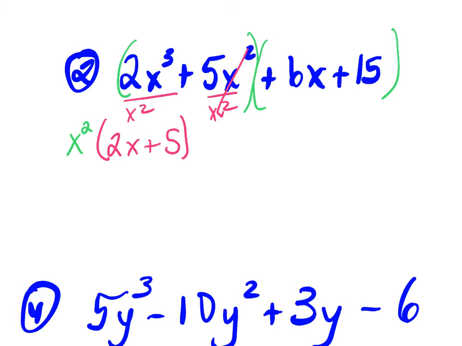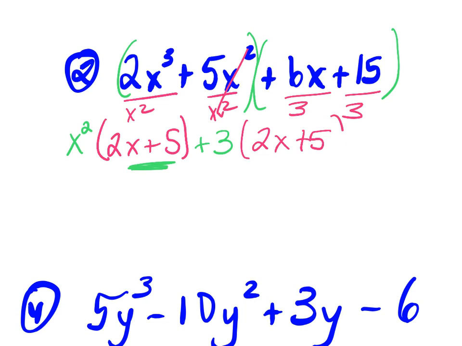Now I go to my second parenthesis. What can I take out of 6x plus 15? You guys should notice that this first parenthesis should be your guide as to what to take out, because you want the second parenthesis to be the same as the first. So what would you have to take out of 6 and 15 to make them a 2 and a 5? 3. Yep. That's a good thing to look at. So when I take out a positive 3, I'm left with 6 divided by 3 is 2, and then I have x, plus 15 divided by 3 is 5.